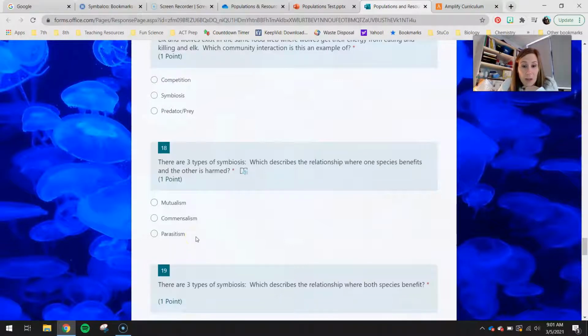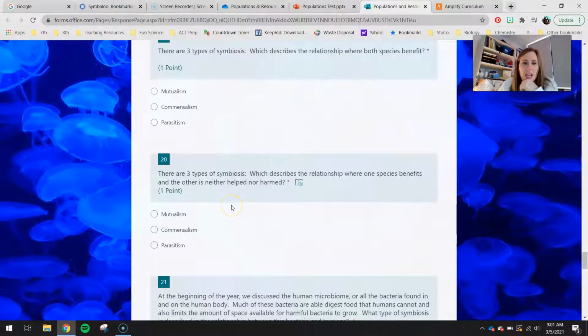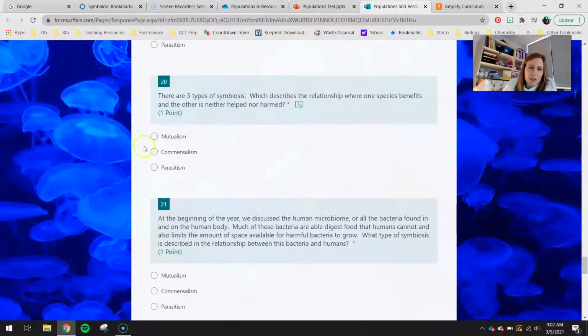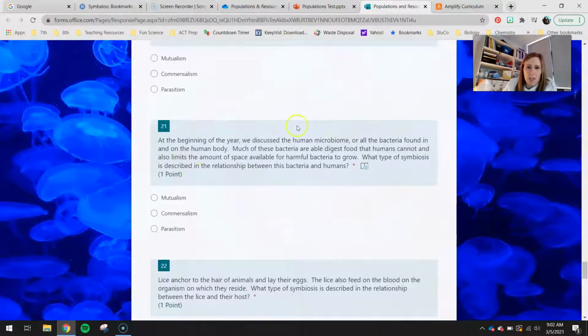There are 3 types of symbiosis. Which describes the relationship where one species benefits and the other is harmed, from your notes. Which describes the relationship where both species benefit. And which describes the relationship where one species benefits and the other is neither helped nor harmed. Okay, so from there on, you guys are using these 3 types of symbiosis to describe the interaction that you see in the description.